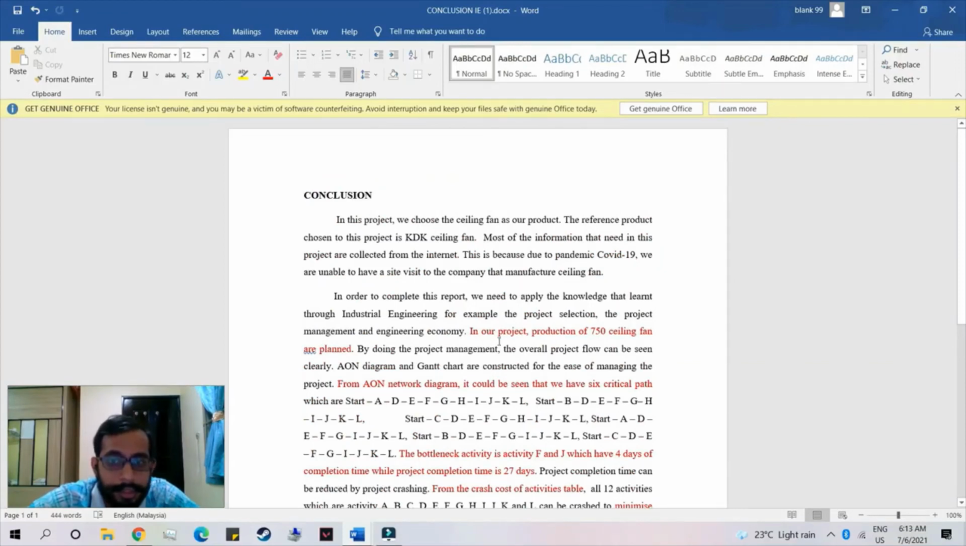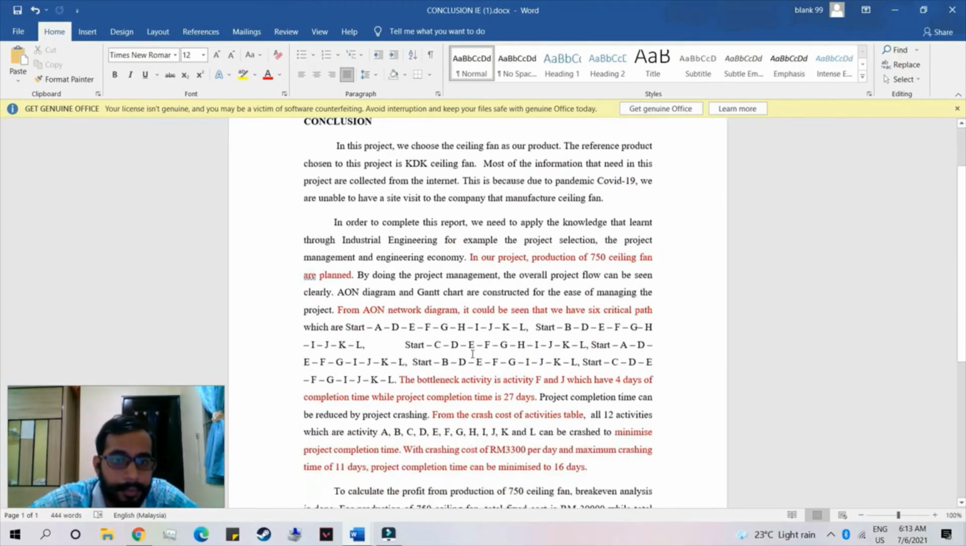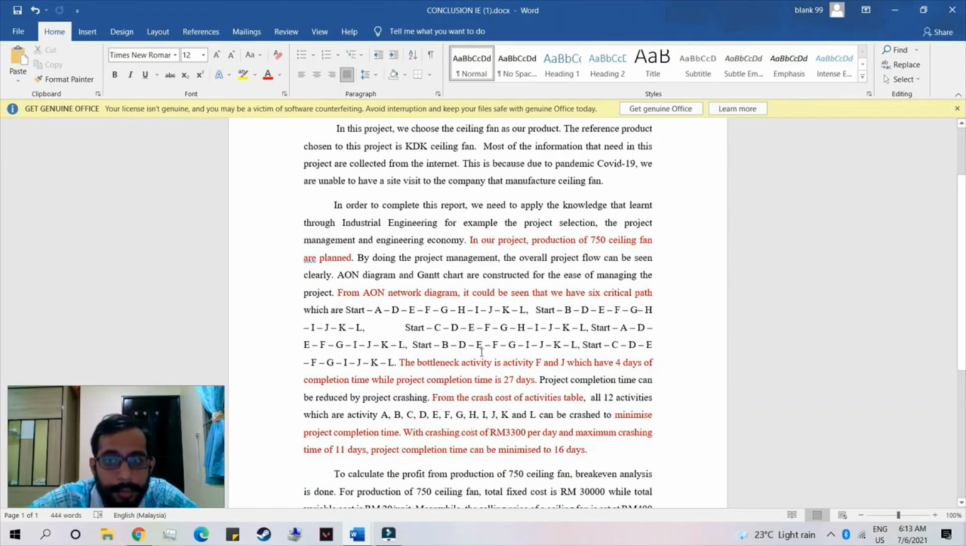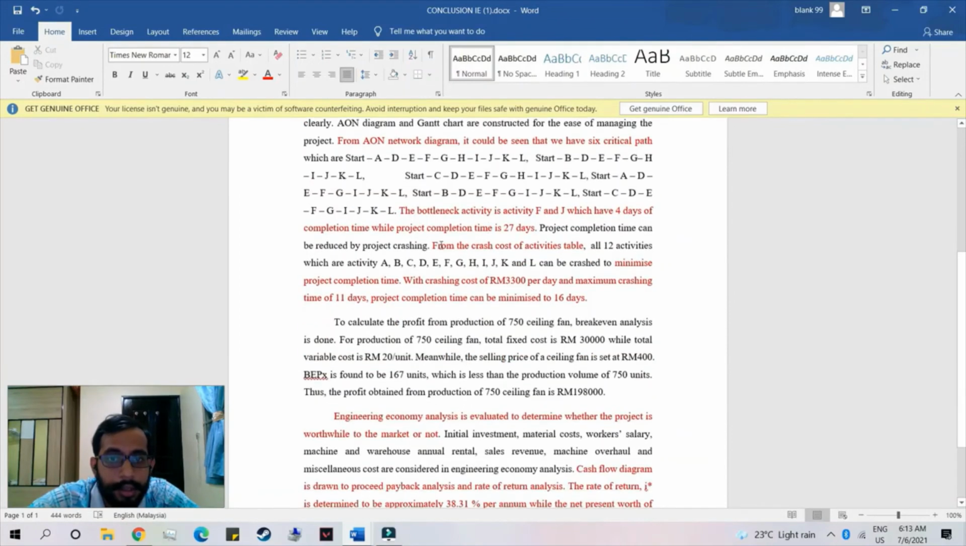In our project, production of 750 ceiling fans is planned. From the AON network diagram, it could be seen that we have 6 critical paths, as shown here. The bottleneck activities are activities F and J, which have 4 days of completion time, while the project completion time is 27 days. From the crash cost of activities table, we are able to minimize project completion time with a crashing cost of 3,300 ringgit per day and a maximum crashing time of 11 days. Project completion time can be minimized to 16 days.